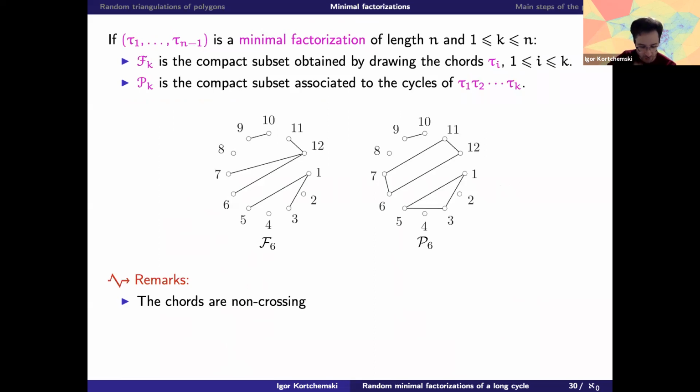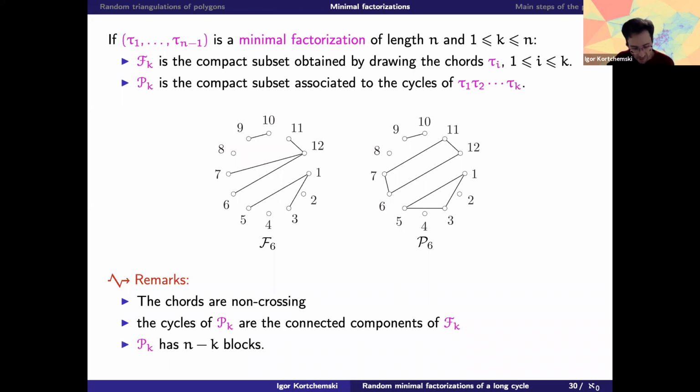In general, it is possible to show that the chords are always non-crossing. That actually, once we have the figure on the left, we can get the figure on the right just by considering the convex hulls of the connected components. So the cycles of the partial product are just the connected components of the forests on the left. However, we cannot just go from the right to the left.